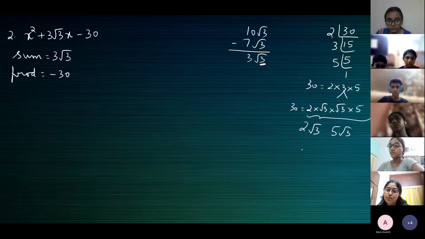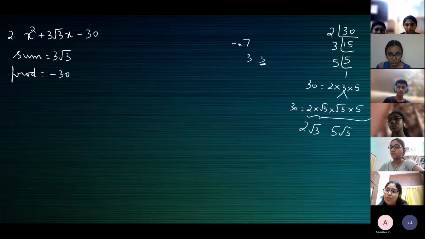Ma'am, minus 2 root 3 and plus 5 root 3. Why am I getting an answer only from Madhumita? What about the others?